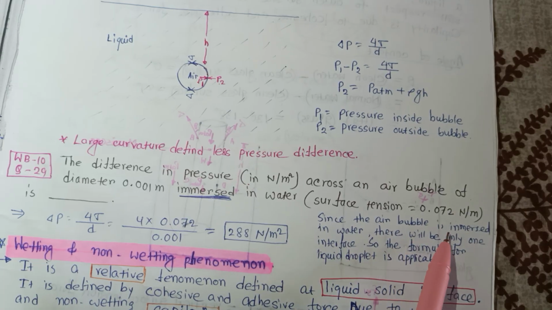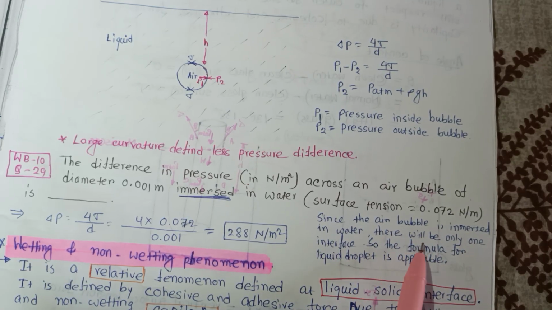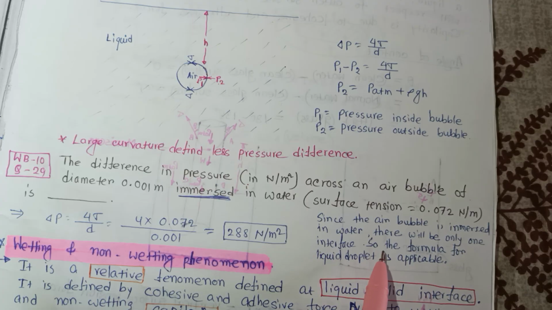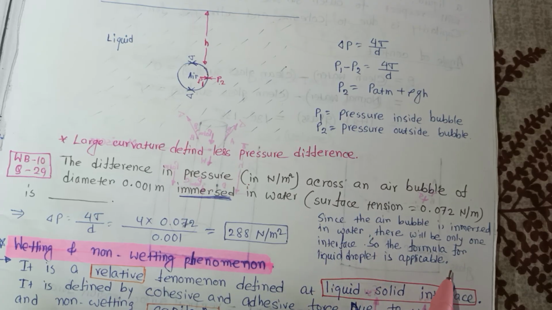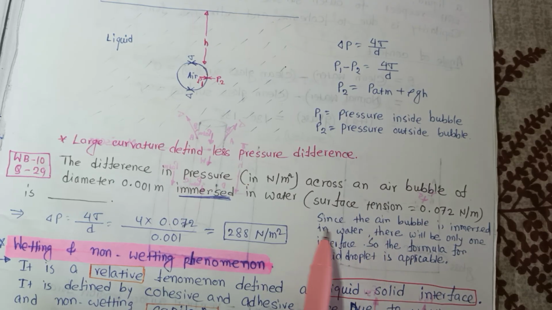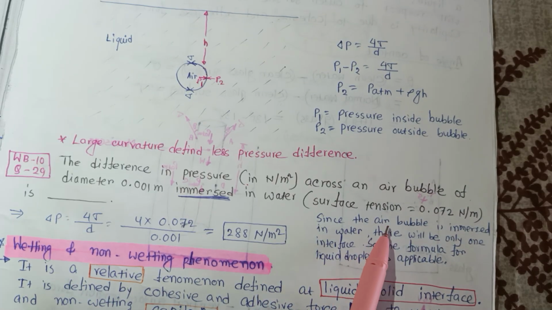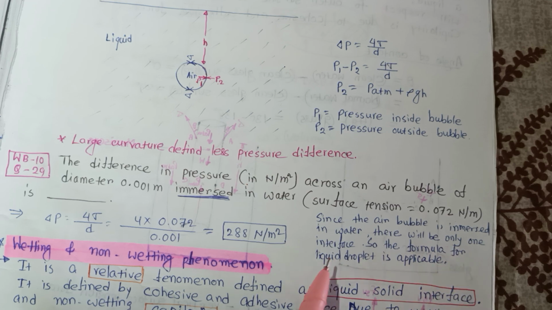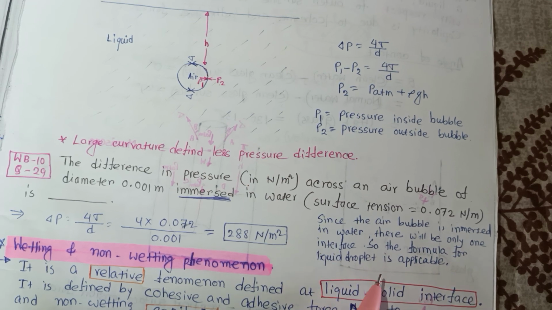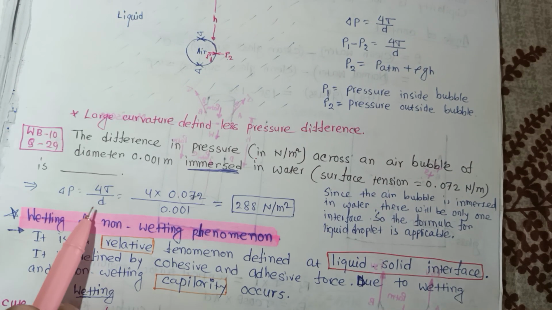Since the air bubble is immersed in water, there will be only one interface. So the formula for a liquid droplet is applicable. Why is this applicable? Because since the air bubble is immersed in water, there will be only one interface. So delta P is 4 sigma by d.